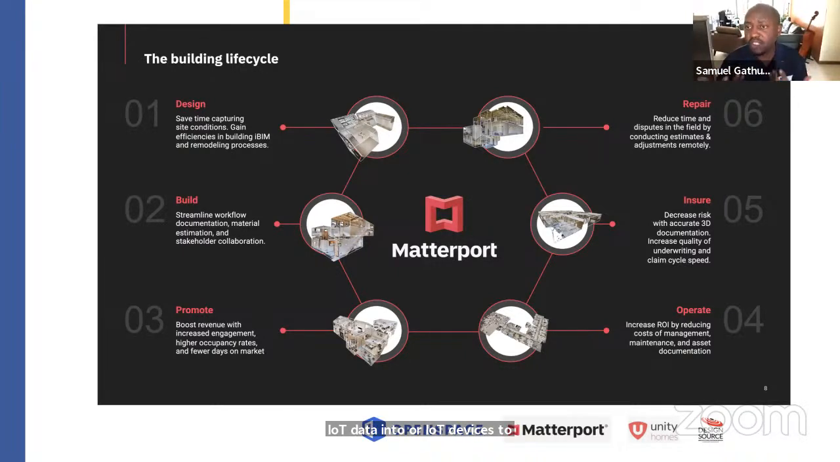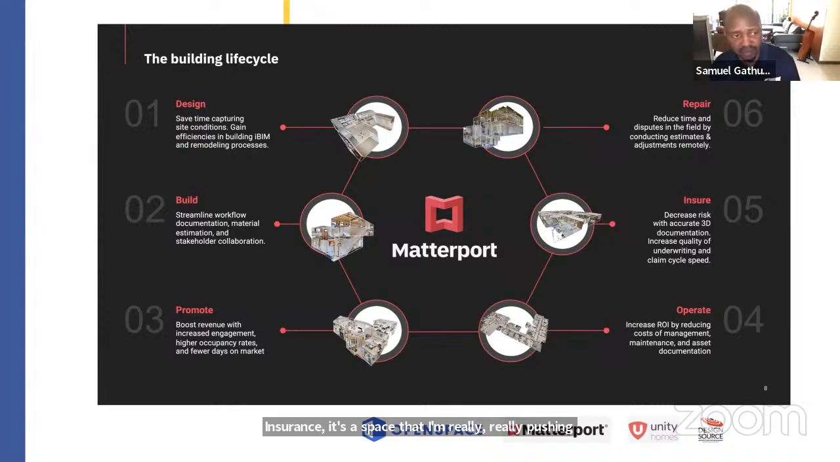So it becomes more visual and allows you to understand your space a whole lot more. Insurance, it's a space that I'm really, really pushing to see whether this sort of software can be taken up. It has a lot of potential. But what it does is that it documents assets for insurance purposes. It's a way more comprehensive way of documenting assets or allowing for claims assessment much faster.